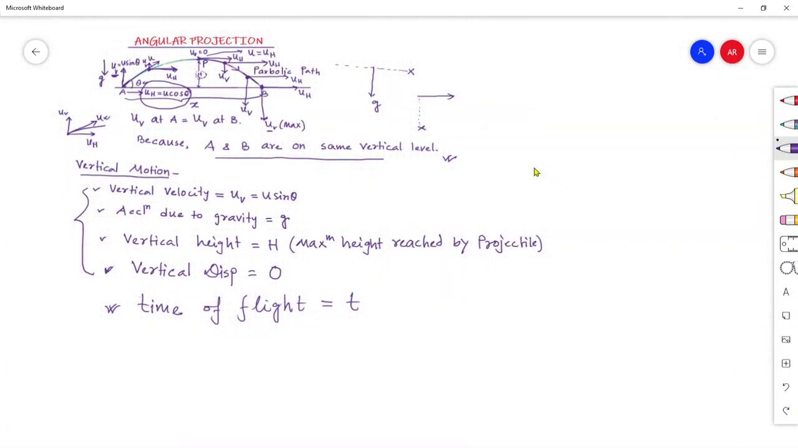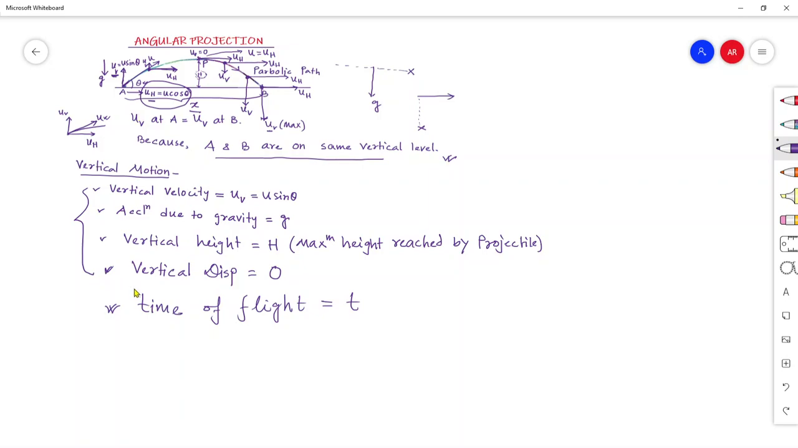So just see what things are left here. What didn't we take here? We didn't take the horizontal displacement. We didn't take the horizontal velocity because they are completely acting in the horizontal direction and they do not have any influence along the vertical. So horizontal and vertical are completely independent of each other. This is what we have to understand and remember.